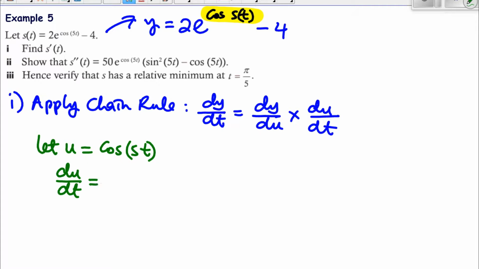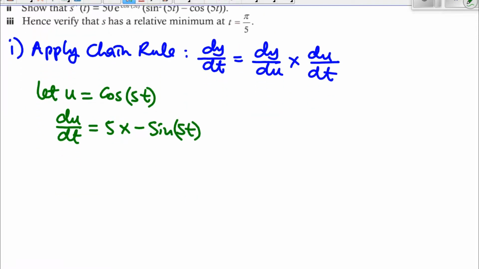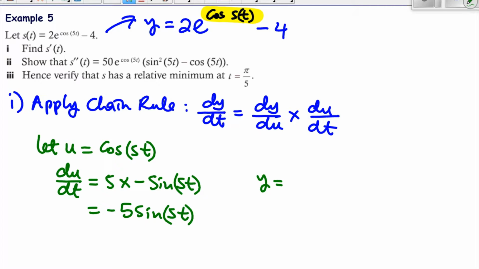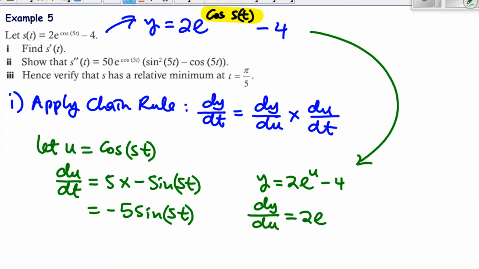du over dt will be equal to 5 inside, then followed by outside, 5 multiplied by negative sine 5t, which will be equal to negative 5 sine 5t. Okay, now then we have y. Now y will be equal to 2e to power u minus 4, which means dy over du will be equal to 2e to power u.